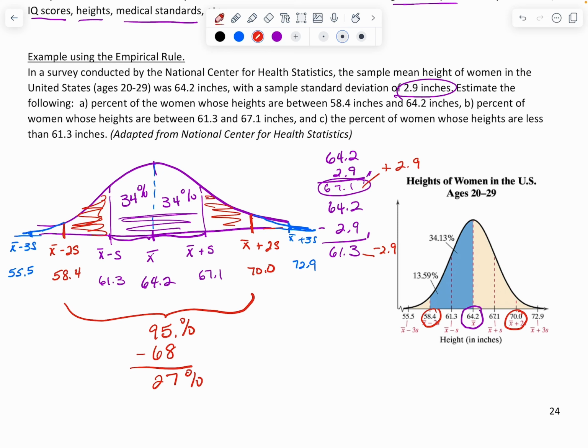Well, if the red area has half of its points over here and half of its points over there, if I take 27 and I divide it by 2, then I get 13.5. So this amount is going to be 13.5%. This amount is going to be 13.5%.